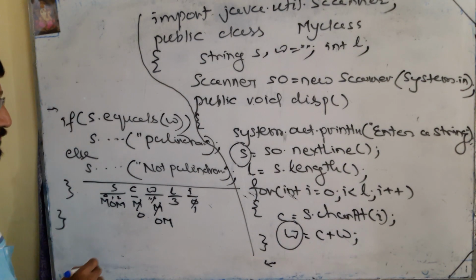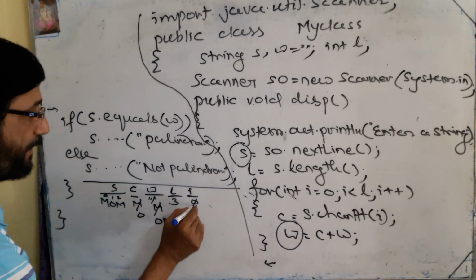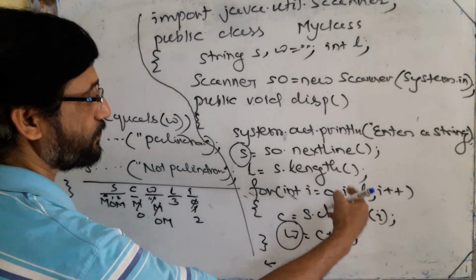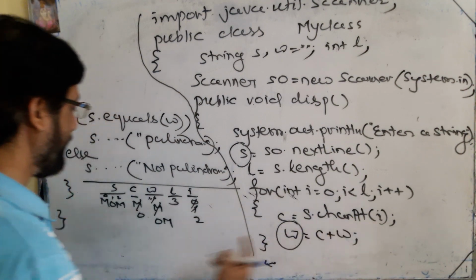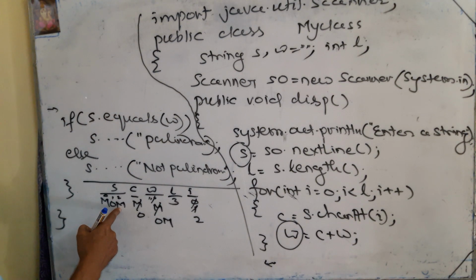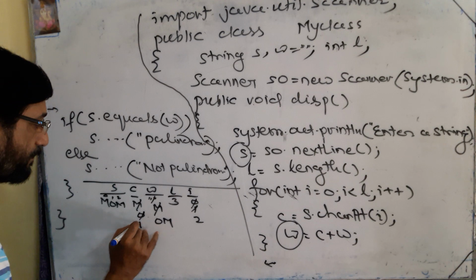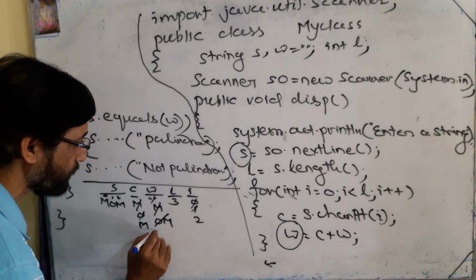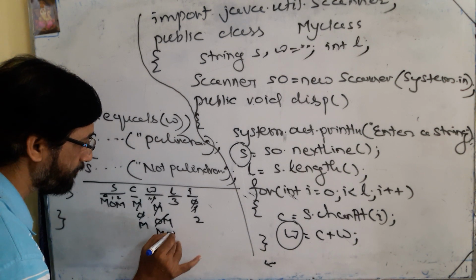Now it will come here, the value of i becomes 2, control will transfer to for, 2 is there, so it will continue, it will come to charAt(i) and select the character at index 2, that is m again. So again m will be concatenated before om, so it becomes mom.